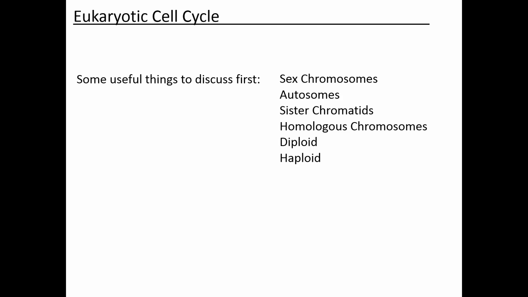Okay, so that was relatively easy. Any chromosome that's involved in determining sex is a sex chromosome. And in humans, that's the X and the Y chromosome. So the X and Y chromosomes in humans are the sex chromosomes.